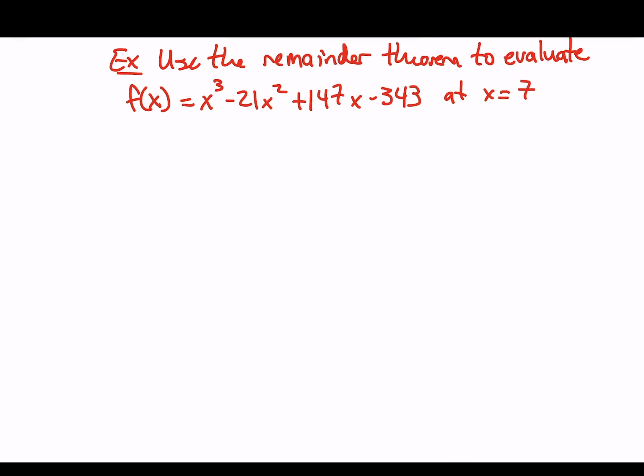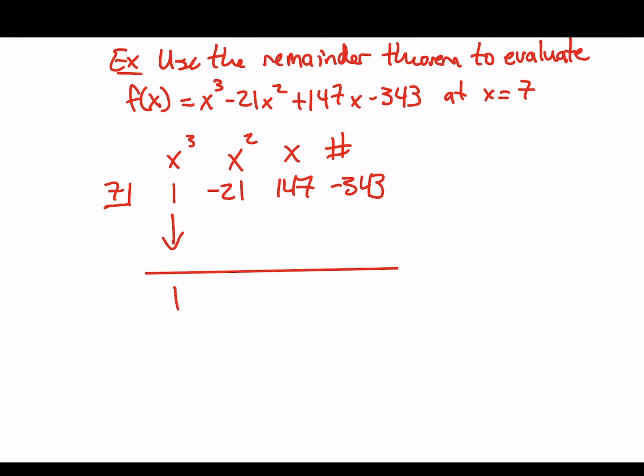Let's try another example. We'll use the remainder theorem to evaluate f of x equals x cubed minus 21x squared plus 147x minus 343 at x equals 7. So we'll do our columns. We'll have our x cubed, our x squared, our x, and our constant. And we want to evaluate at 7: 1, negative 21, 147, and negative 343. Okay, we bring down our 1.